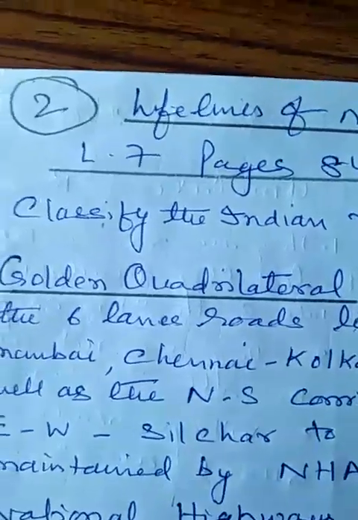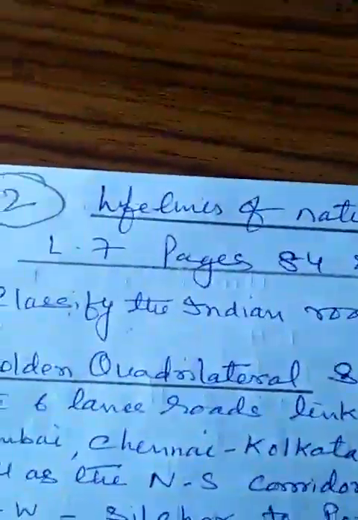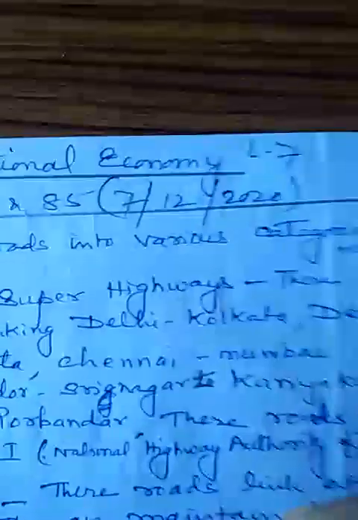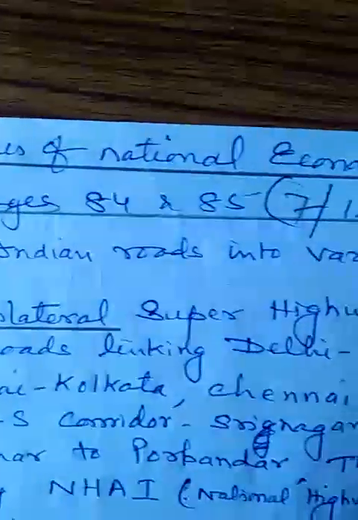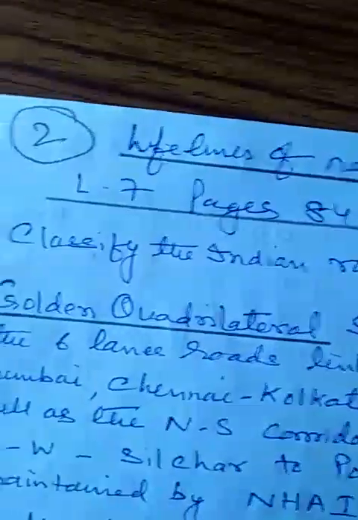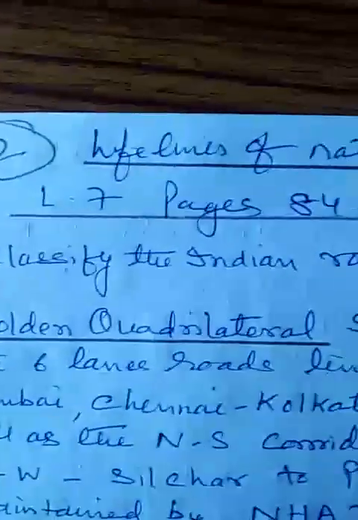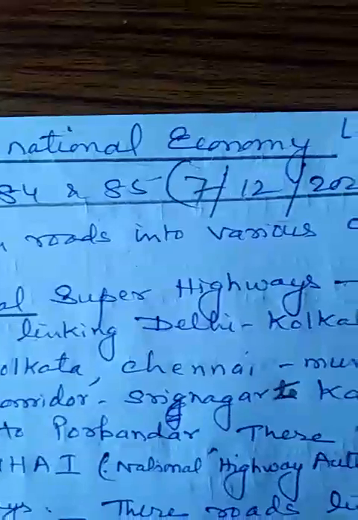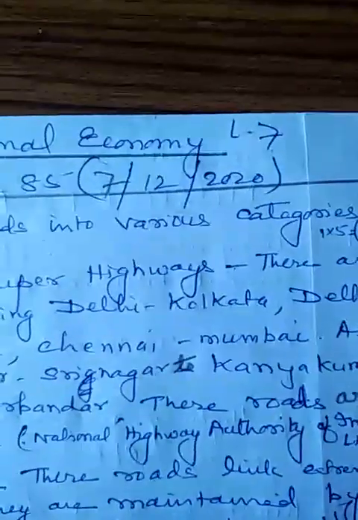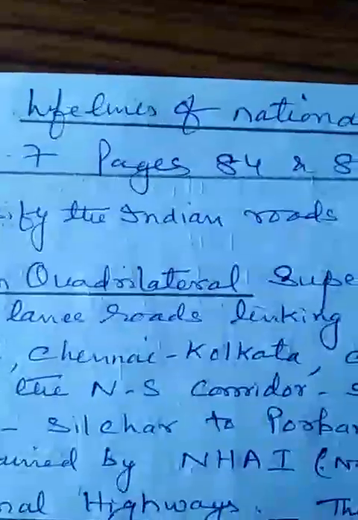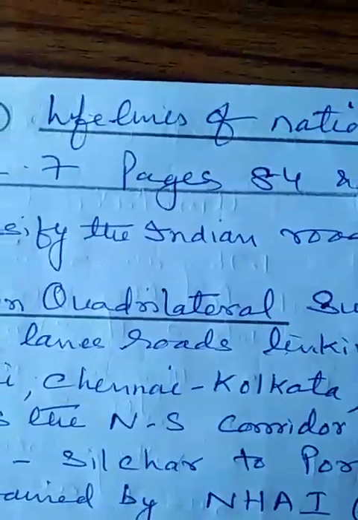Good morning, students. Today we are going to do Lifelines of National Economy, Lesson 7, pages 84-85. Our first topic is: classify the Indian roads into various categories. It is a 5 marks question and you have to explain any 5 points out of them given in your book.